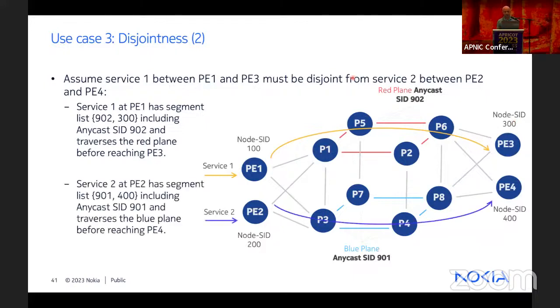And in a similar way, for service two, what you want to do is send it over the blue plane. So you have this stack that looks like this: 901, which gets it into the blue plane, and 400, which is the destination PE, PE4. Does that make sense? Sure.